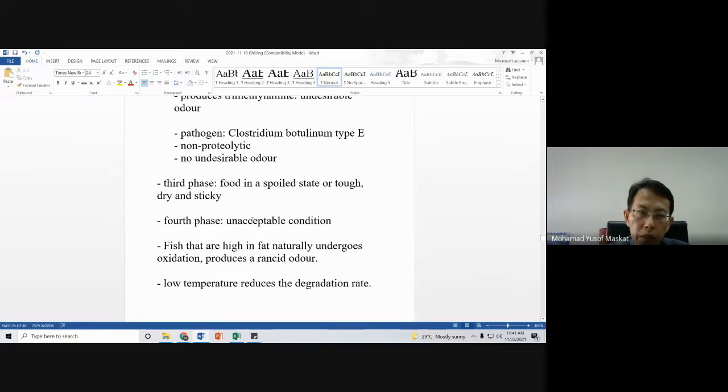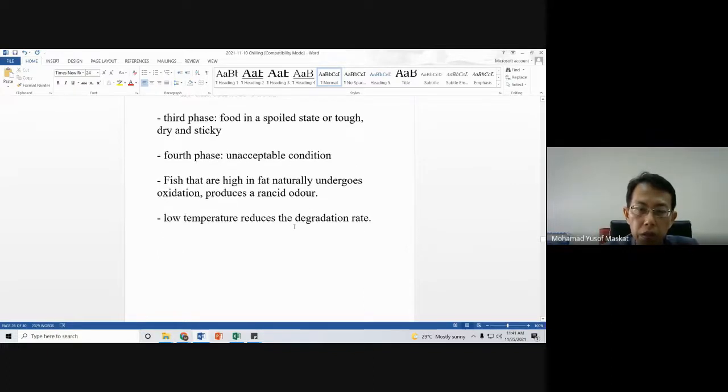Then we look at the third phase: food in a spoiled state, or toughness. It's tough, dry, and sticky, meaning that the texture is not desirable at all. The fourth phase is the unacceptable condition. You can't mistake this condition; it is very clear, and it is not fit for consumption.